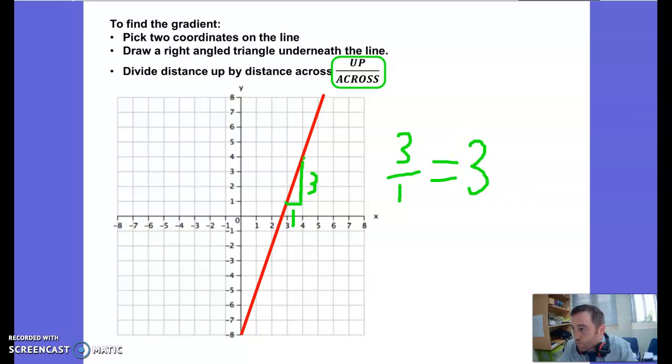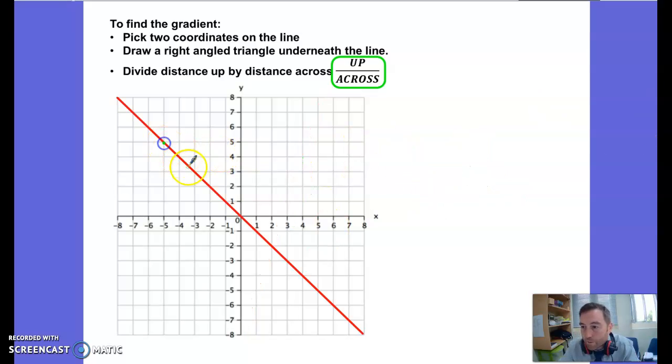Let's do another example. Here we go, pick a point. This time, it's gone across 2, but it hasn't risen 2, it's actually dropped by 2. And this is going back to that first thing I said about negative gradients. So this has a negative gradient because it's going downhill. So straight away I'm going to put a minus in there. I know my answer has to have a minus. Now let's do the calculation.